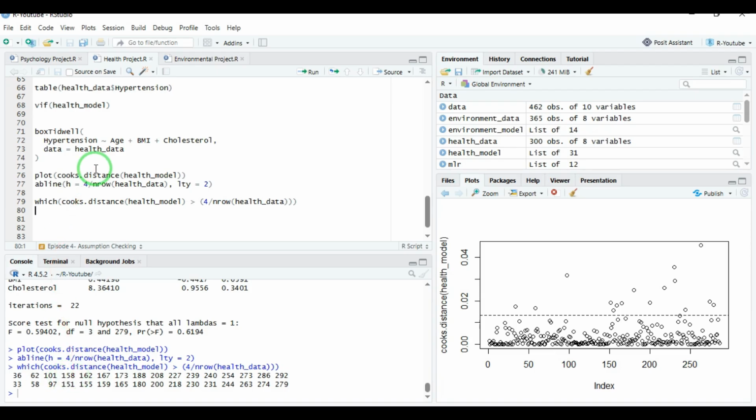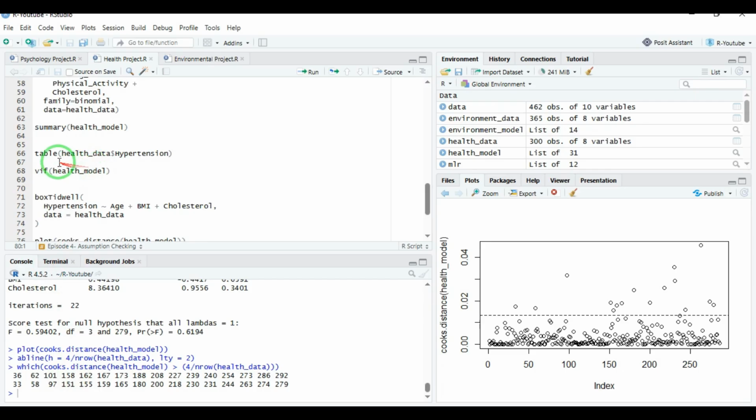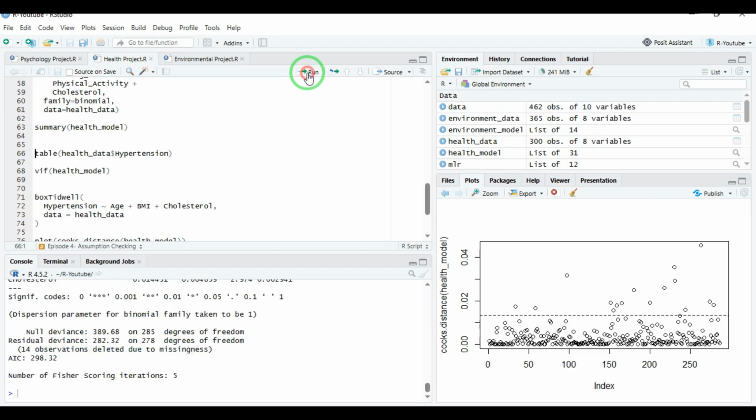Now that we're done with those left-off assumptions, let's start with today's business. We will interpret the outputs, and we're going to start with the health example. And in the next episode, we will move on to the environmental and psychology examples as well.